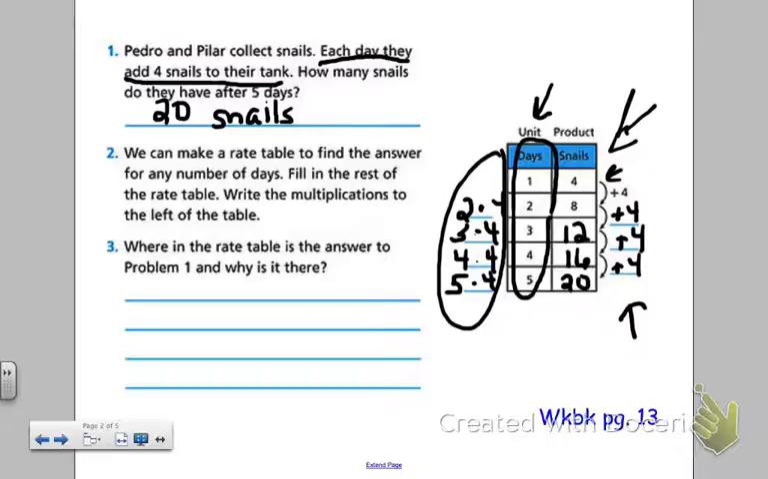If you look at number 3, where in the rate table is the answer to problem 1, and why is it there? Well, hopefully you recognize that the answer, I'm going to change the color here, was in this row on the 5th day. Why do you think it was there? Well, remember, we were being asked how many snails would they have after 5 days.